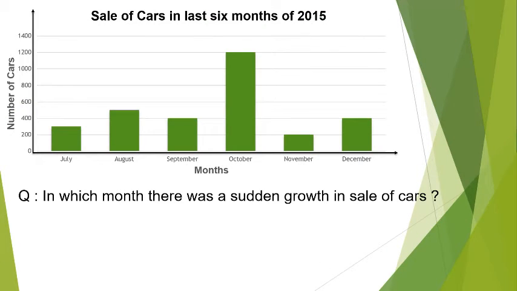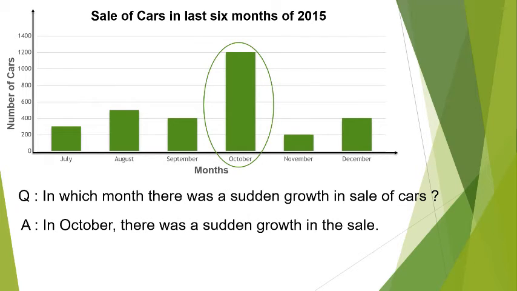Next, in which month there was a sudden growth in sale of cars? Now we see in September, the sale was 400. In October, the sale has risen to 1200. So, in October, there was a sudden growth in the sale.